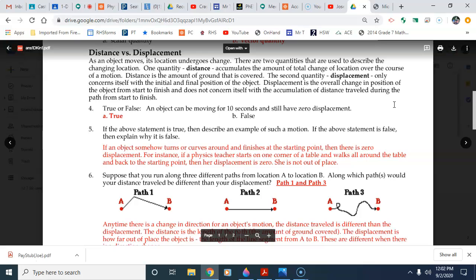So how can something actually move for 10 seconds, or any amount of time for that matter, and still end up having a displacement of 0? Yes?